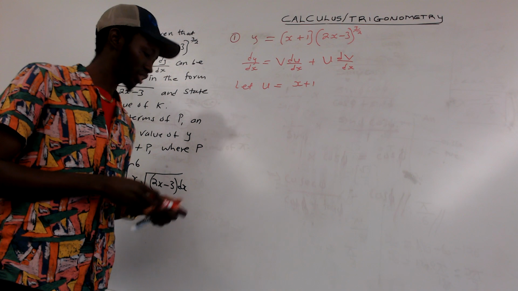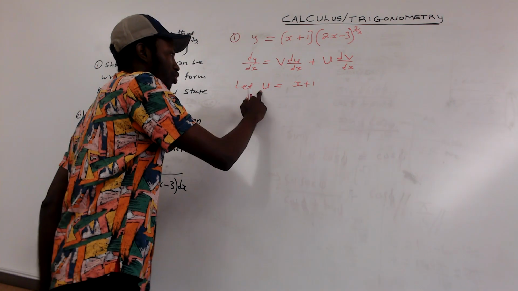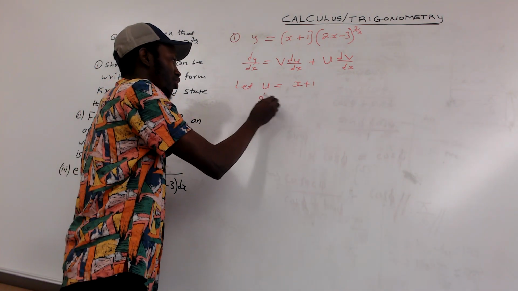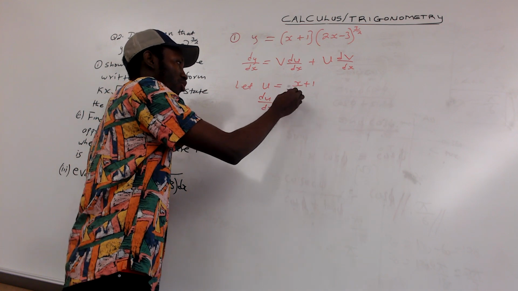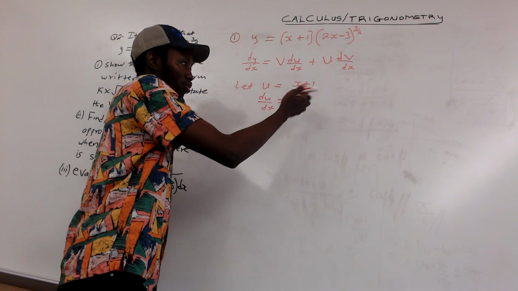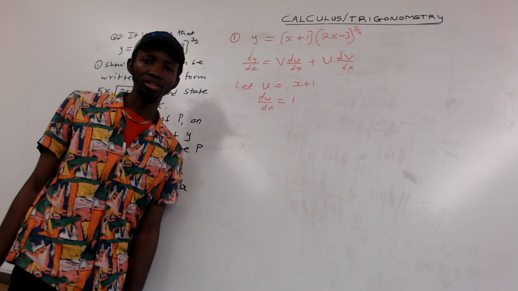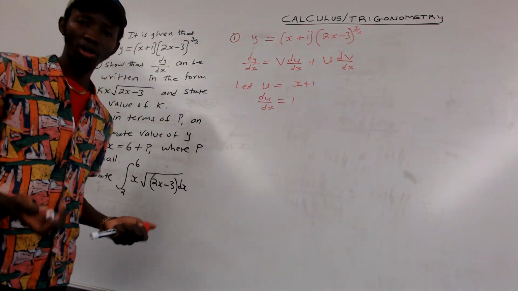So if we differentiate u, which is x plus 1, with respect to x, it's going to be du all over dx. If we differentiate x, it's going to be 1. And if we differentiate 1, it is 0. So 1 plus 0 is just going to be 1. You see, the differential of a constant is always 0.